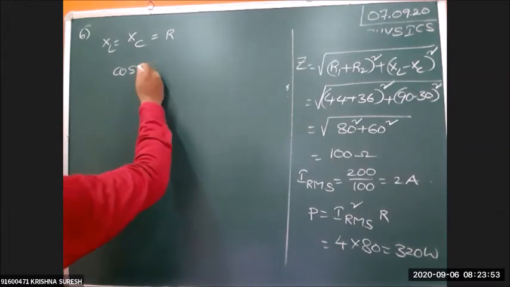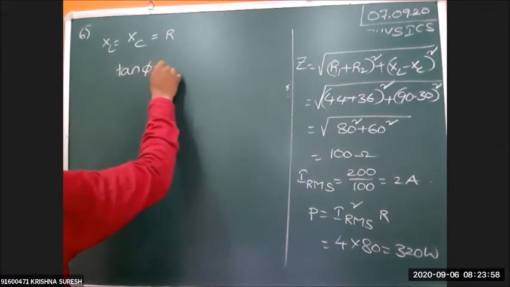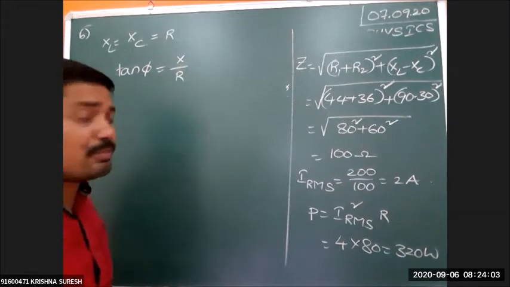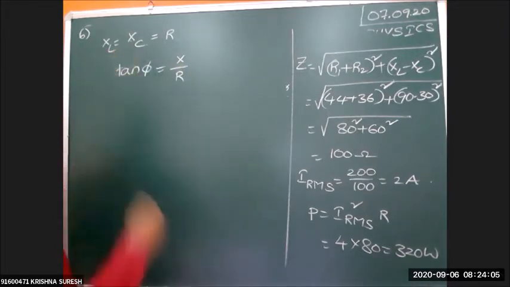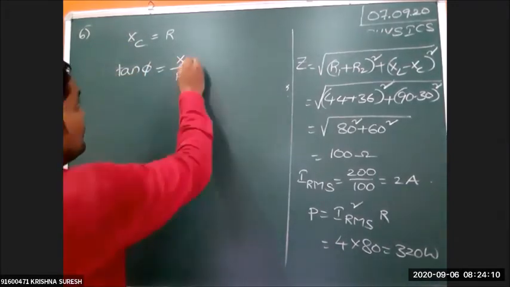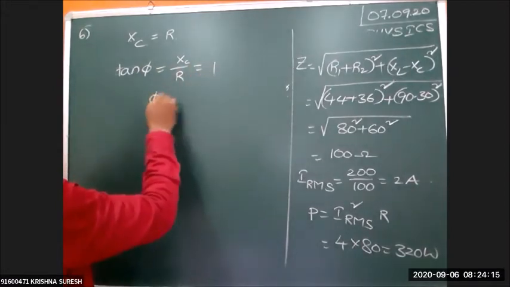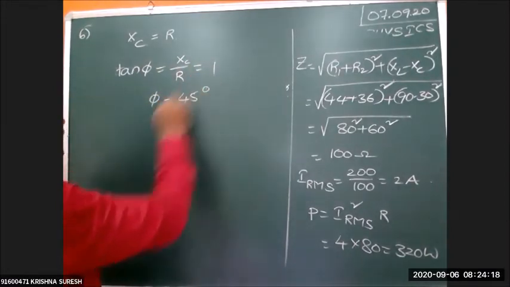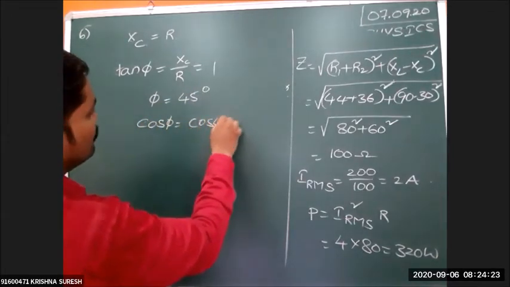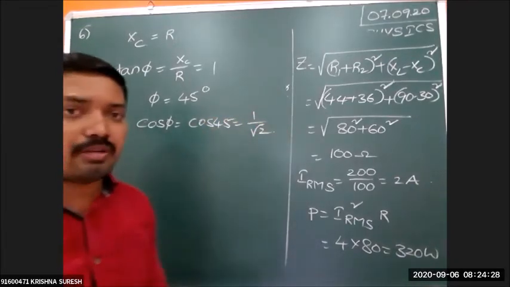But here we cannot find cos phi directly. That's why first let us find tan phi. Tan phi can be written as X by R. But we don't know what X is, anything we can take. So I am taking XC. Both are equal, so you will get this value as 1. So tan phi is 1 means phi is equal to 45. Now power factor is cos phi, that means cos 45. That value is nothing but 1 by root 2. So that is question number 6.